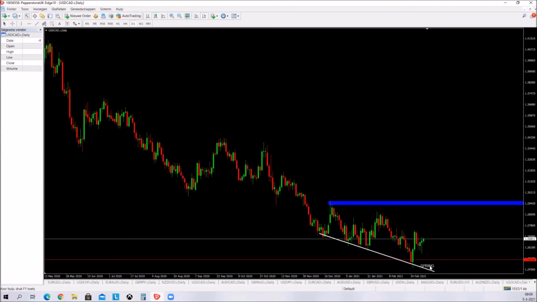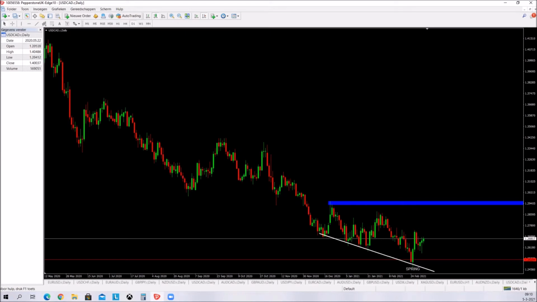This is the spring as we broke the low of the range. And if you're familiar with how I trade, if one side of a range gets broken, gets a false breakout, I'm targeting the other side of the range.